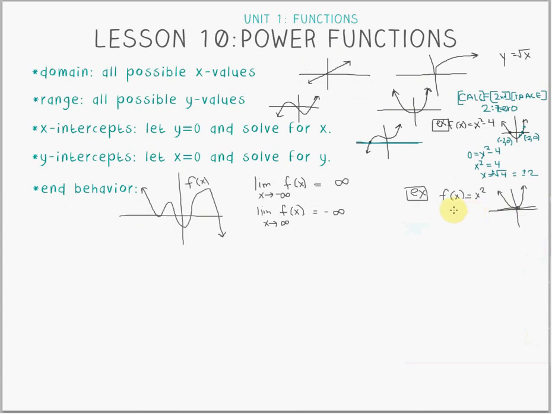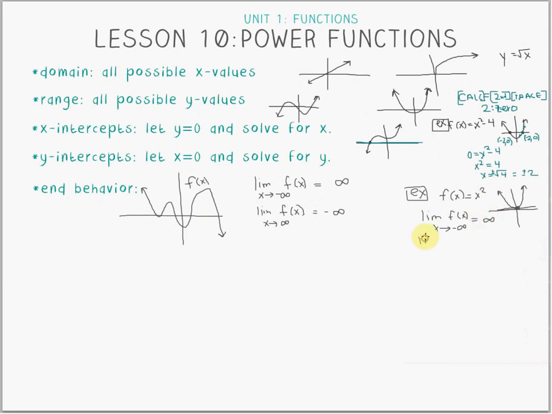So if I'm looking now and I just want to know the end behavior, what is the limit as x approaches negative infinity of our function f of x? Remember we're looking at where x is going to negative infinity, and this graph is going to infinity.